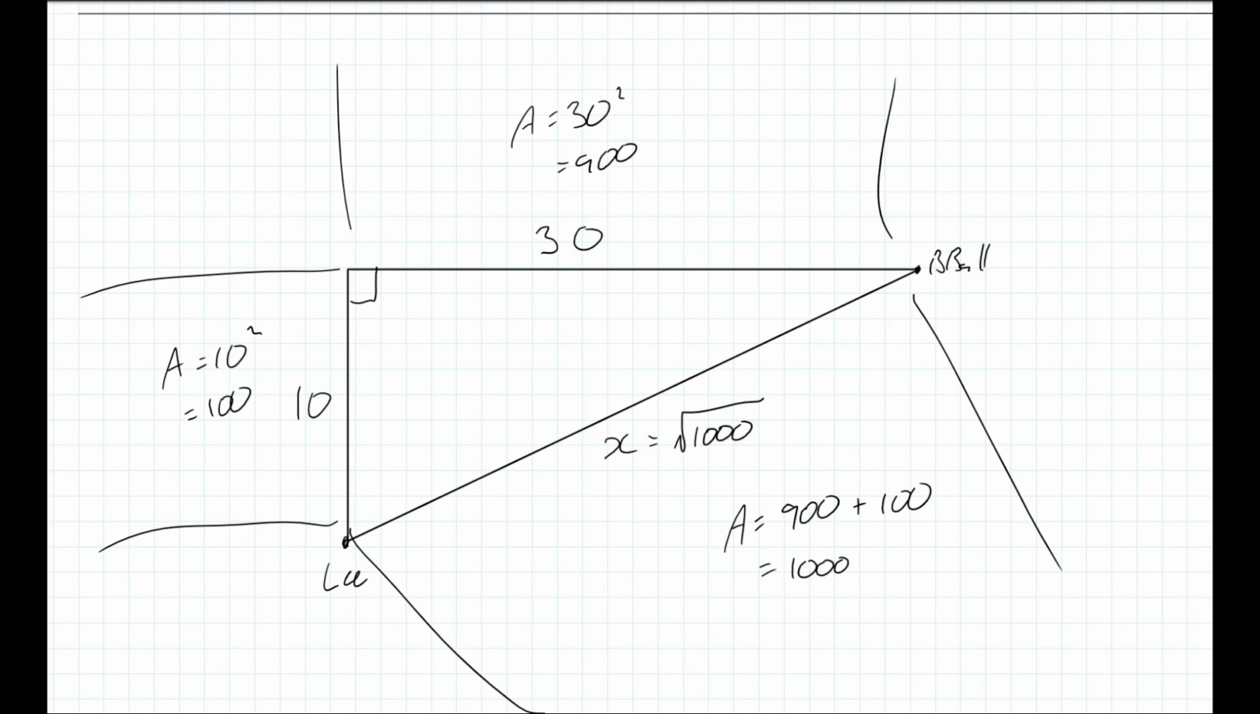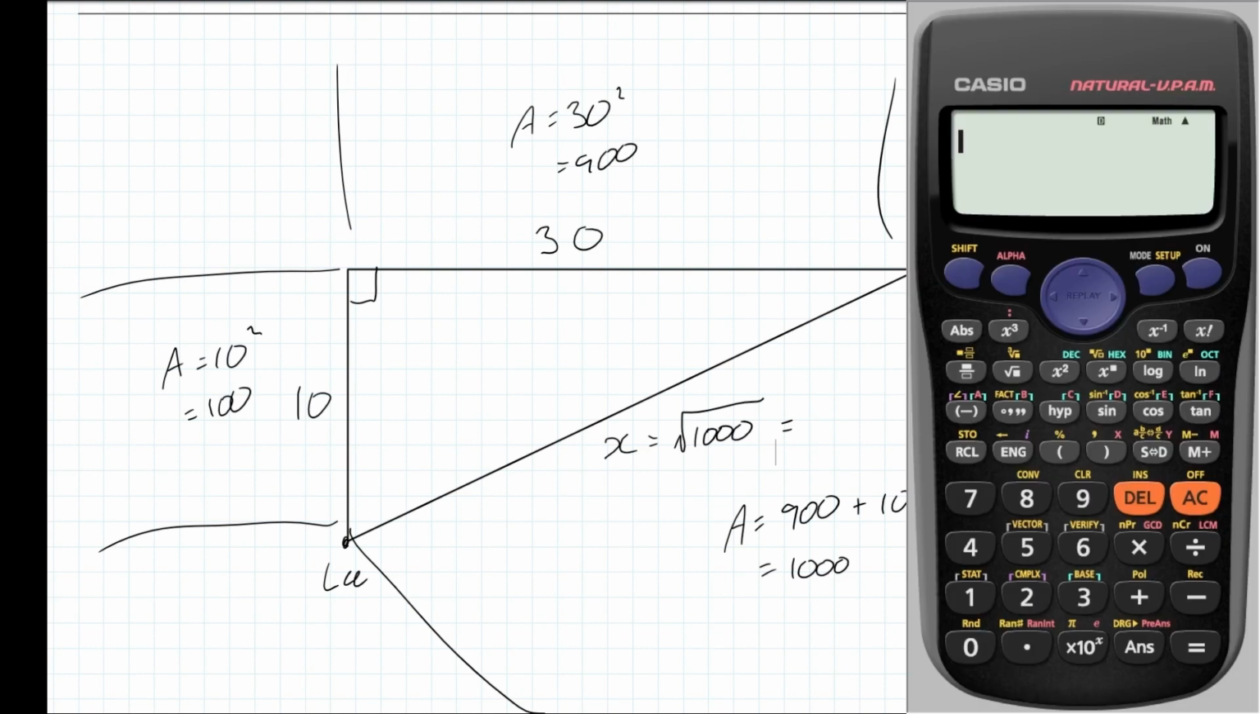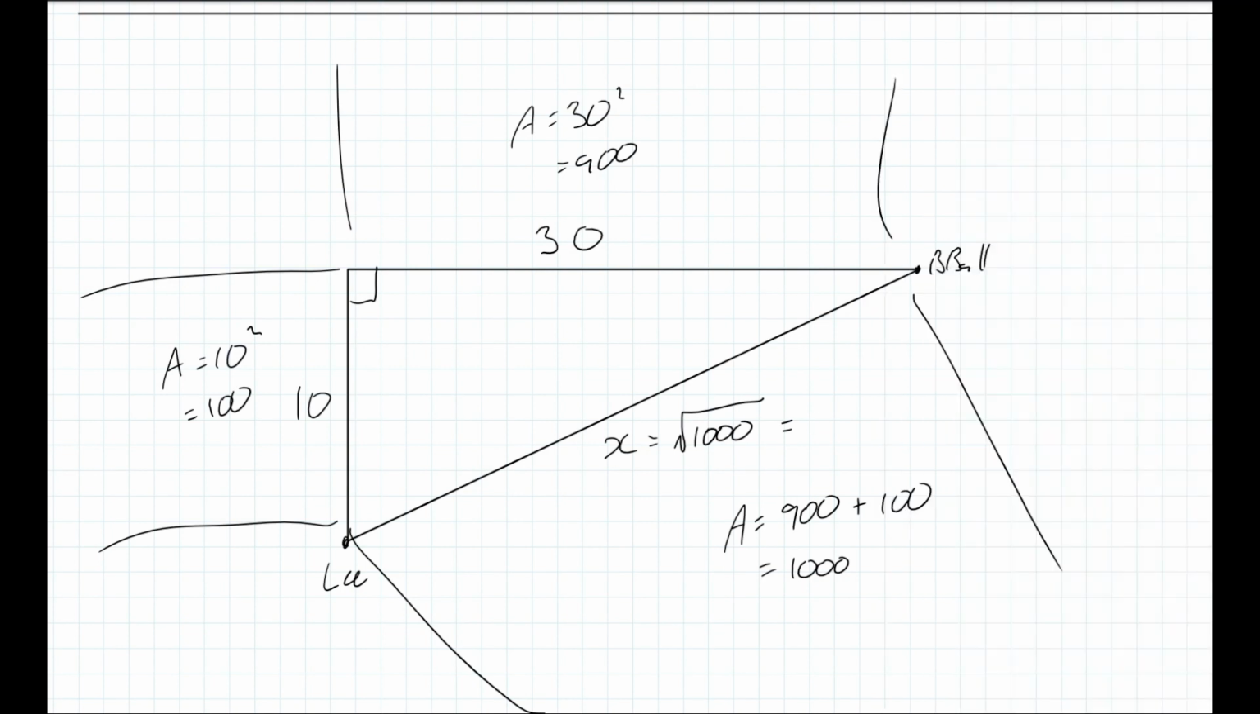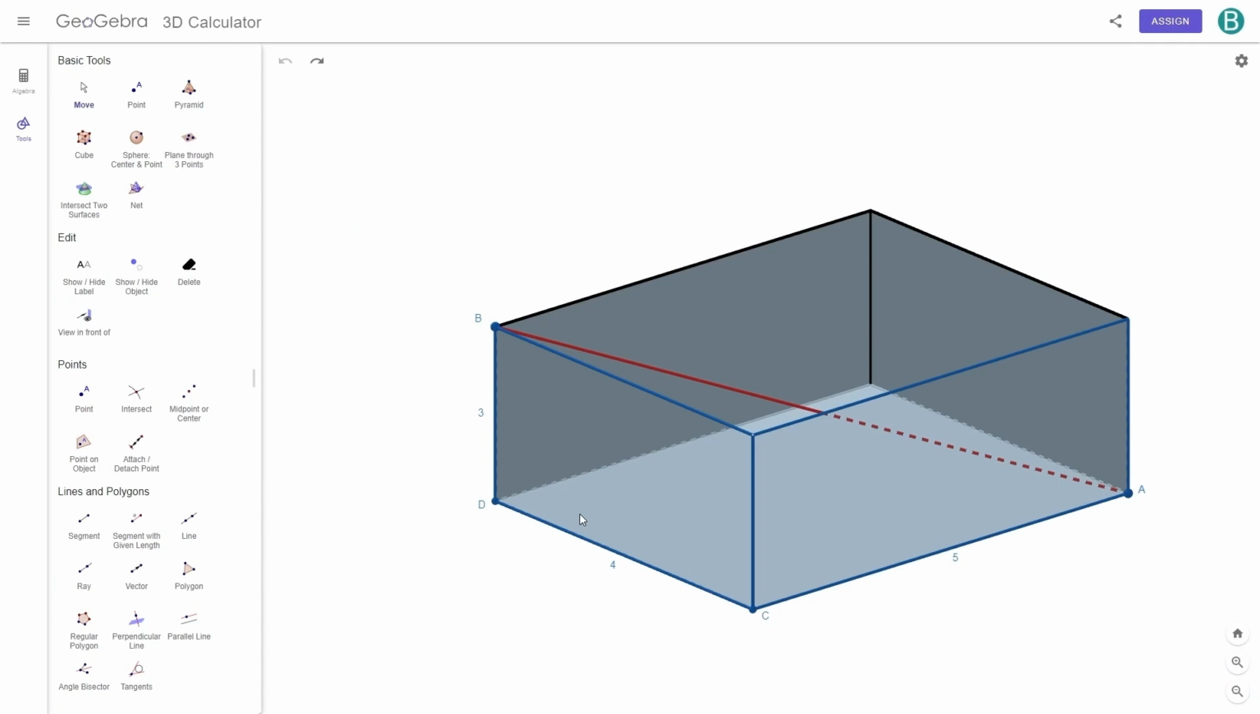You can leave that in exact form by just leaving it like that, or you could round it to a decimal by using the calculator. So the square root of 1000 is 31.62, or using the other calculator, the square root of 1000 is 31.62. So x here is 31.62 meters long.